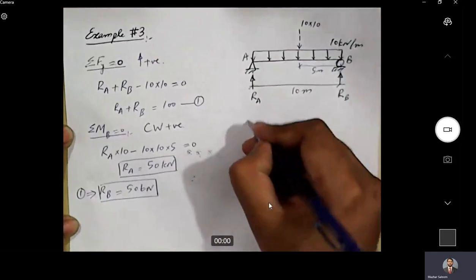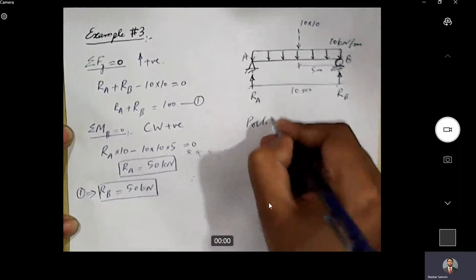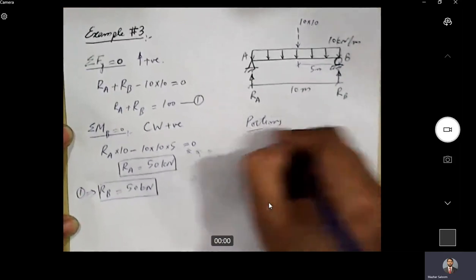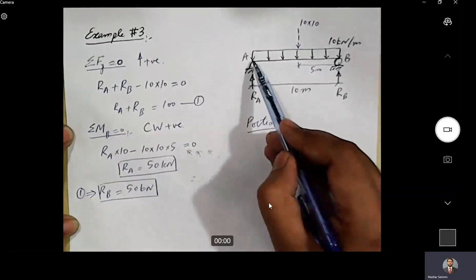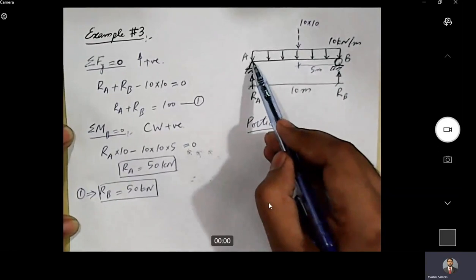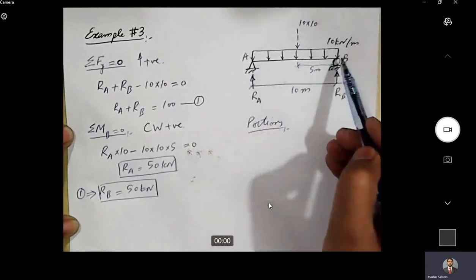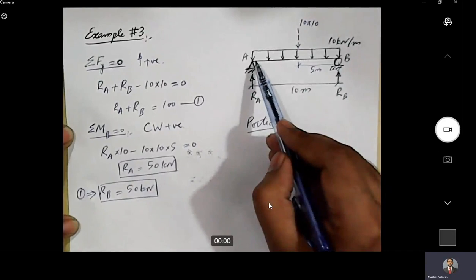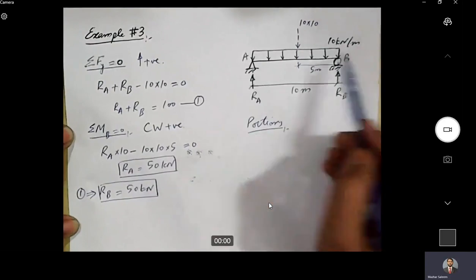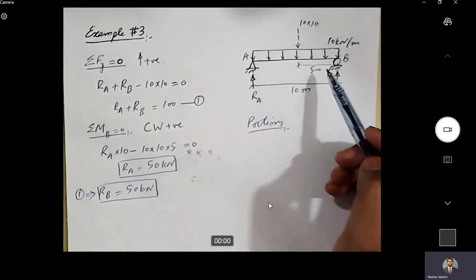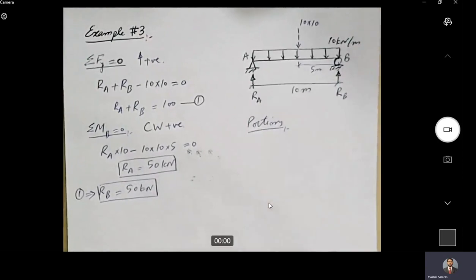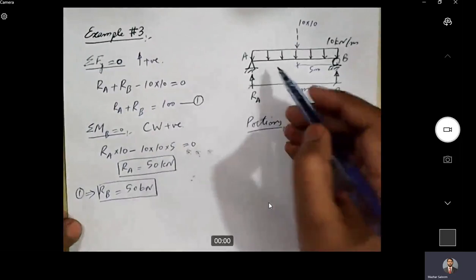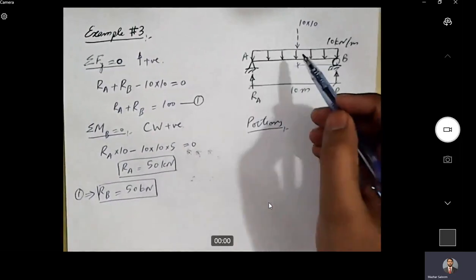Now next step is to divide the beam into portions. Let's see what portions do we have in this beam. If we start from end A and start moving towards B direction, there is no variation in the loading. We have UDL starting from point A and the UDL is ending at point B, which means that there is no abrupt change in the loading condition at any point.